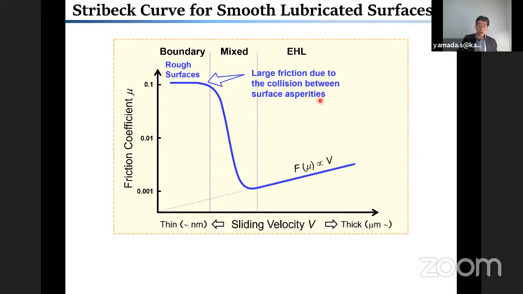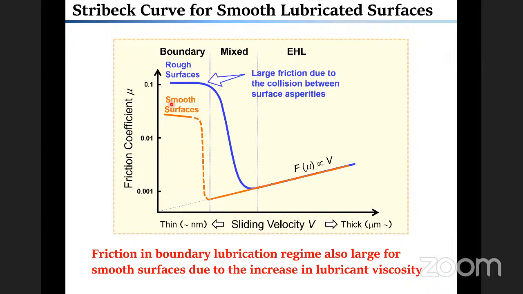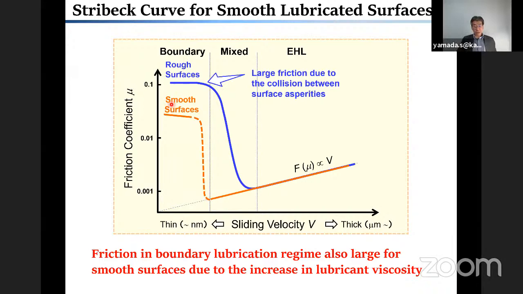For the updated Stribeck curve for smooth surfaces, no change should be made in the EHL regime. But this Newtonian-like force velocity dependence is not valid at a low velocity range. Friction should be extensively high in this regime. The whole curve shape is rather similar to the conventional Stribeck curve. However, the physical origin of the large friction is totally different, and this large friction comes from the confinement-induced viscosity increase and solidification of liquid lubricant.